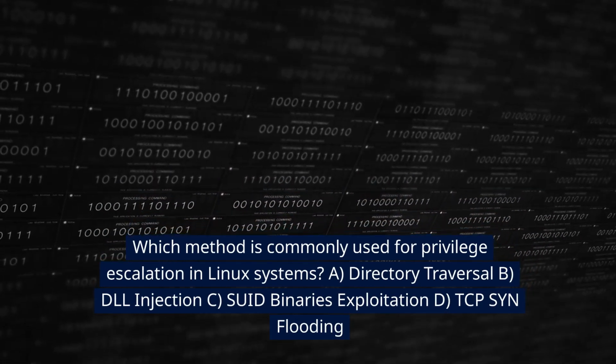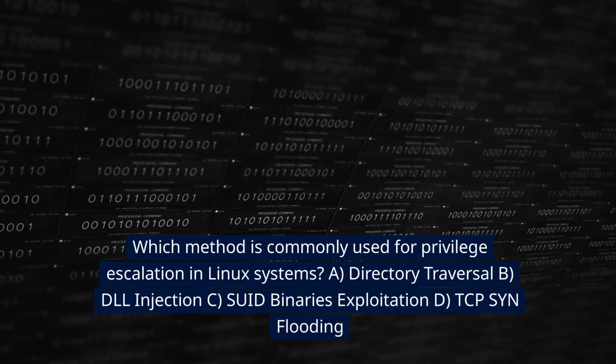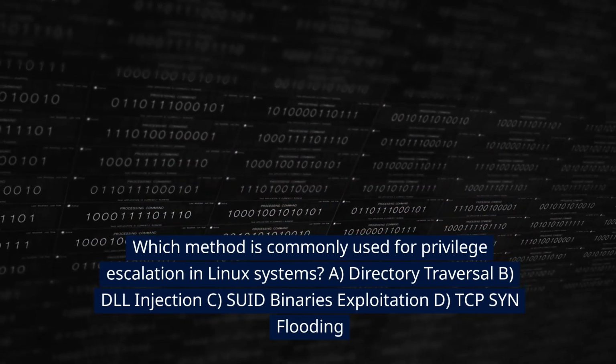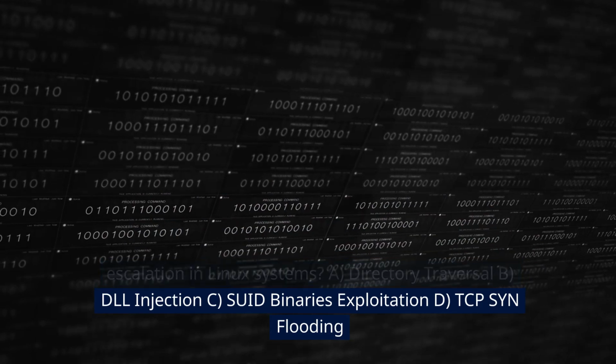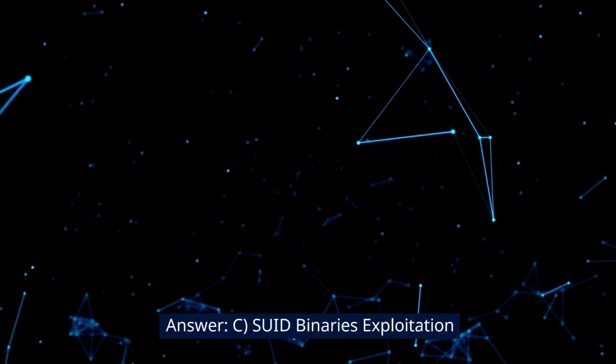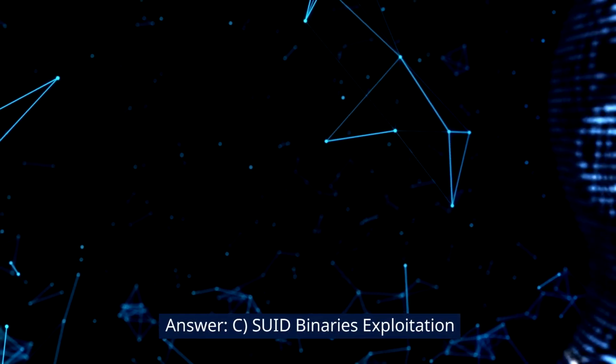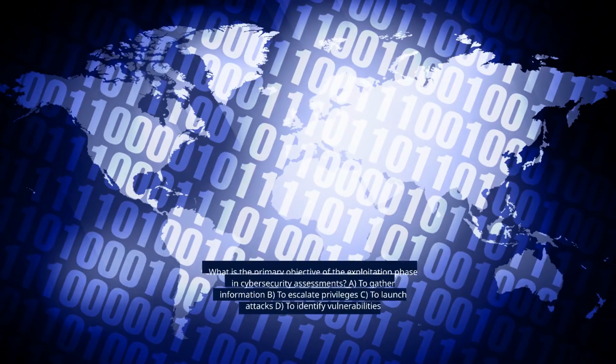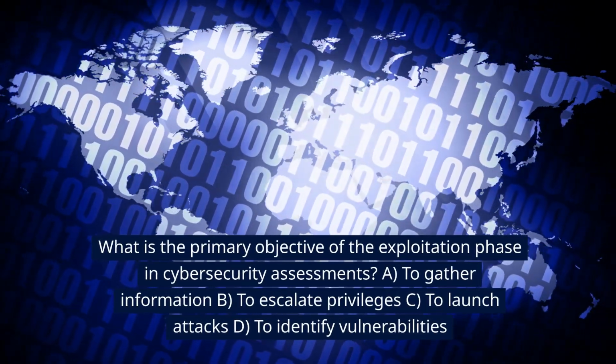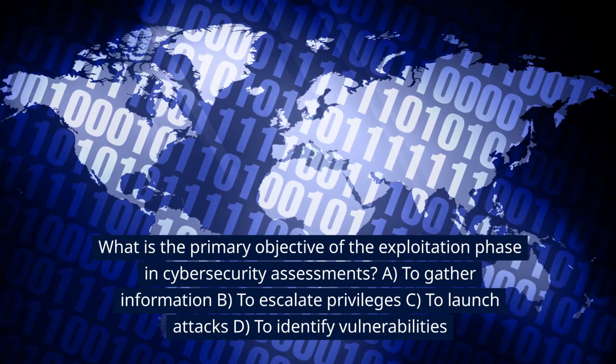Answer: B. Exploit chaining. Which method is commonly used for privilege escalation in Linux systems? A. Directory traversal. B. DLL injection. C. SUID binaries exploitation. D. TCP SYN flooding. Answer: C. SUID binaries exploitation.